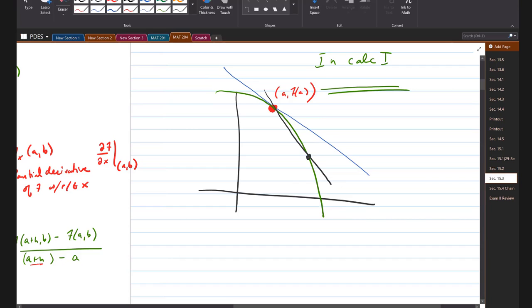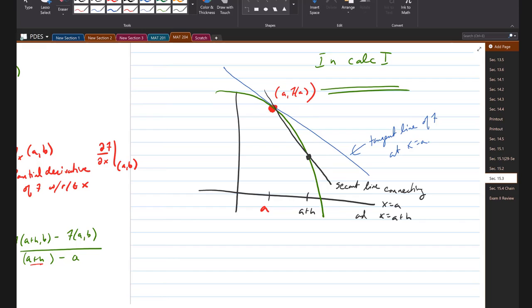This is a secant line connecting, and let's go ahead and label some things here. X equals A and x equals A plus H. Okay? So that black line there is called a secant line, and the blue line is the tangent line of f at x equals A. Okay? So the whole strategy for the first half of Calc 1 was to come up with the slope of a tangent line by taking successive approximations of the slope of the secant line.